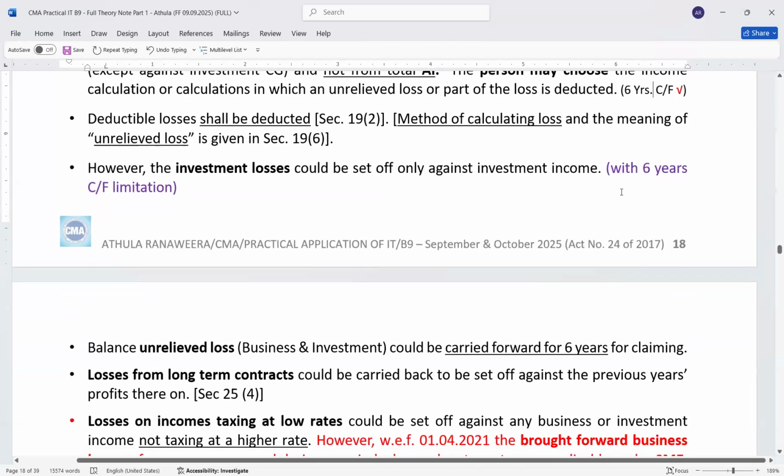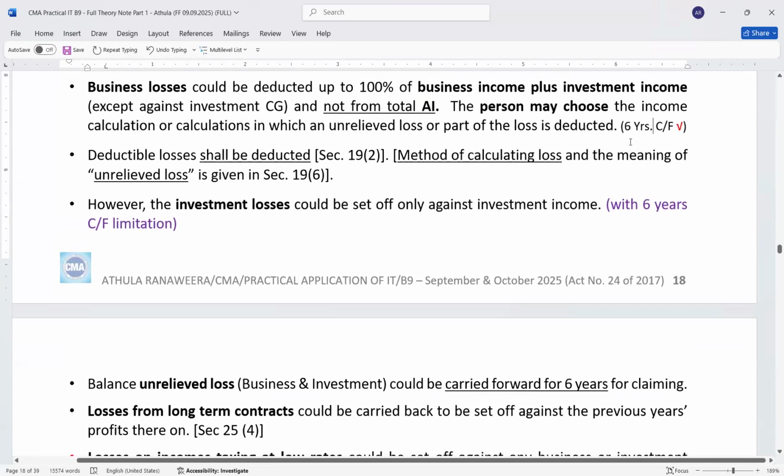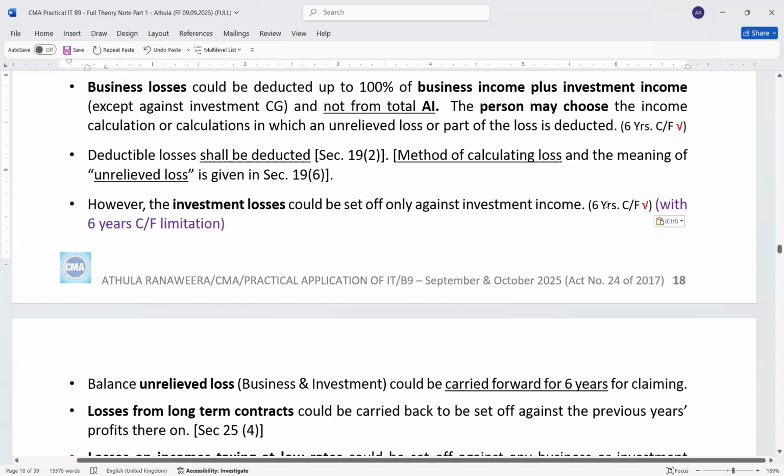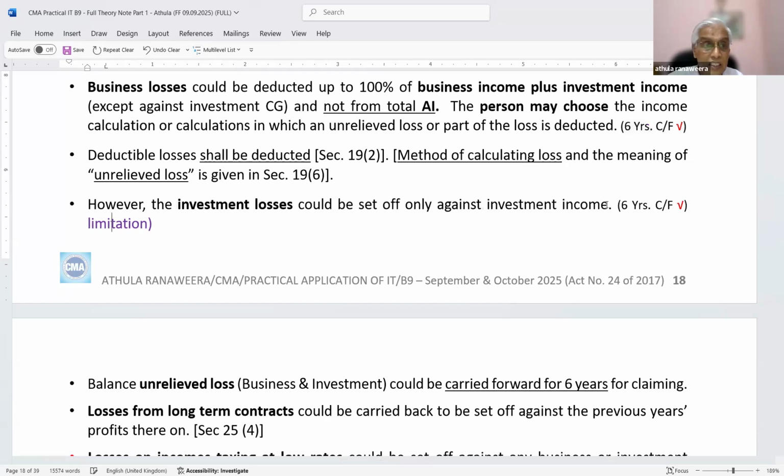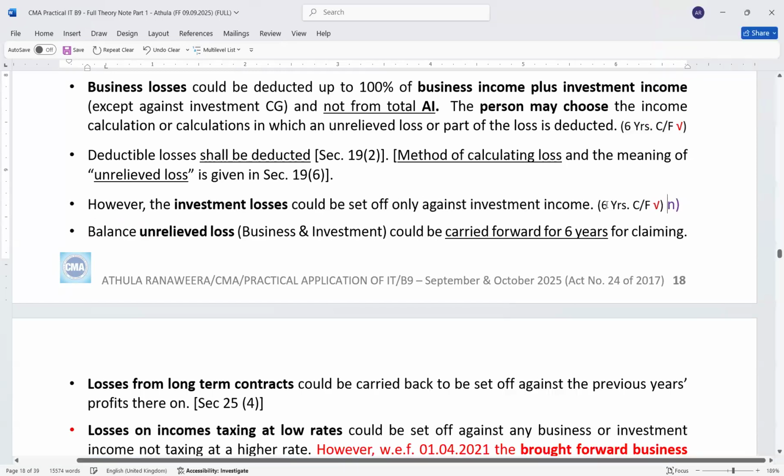Yes, there's another one. If the business loss, you said 6 years can carry forward. 6 years means the loss we incurred plus 6 years, or total 6 years plus the current year? Next 6 years. Then current year, anyway, you are claiming. In addition to that, next 6 years also you can claim. Current year plus next 6 years. That means altogether 7 years. 7 years, correct. Current year you can set off against any other business or investment.